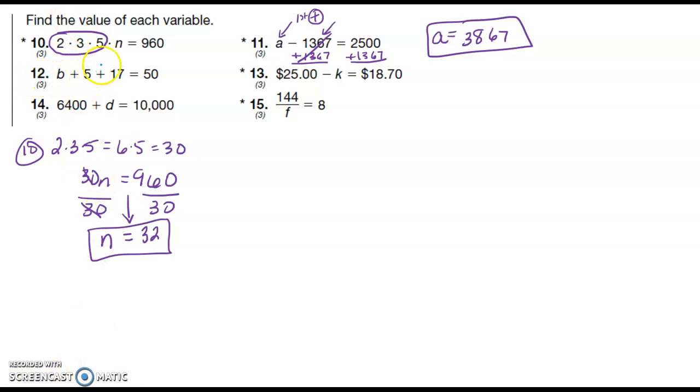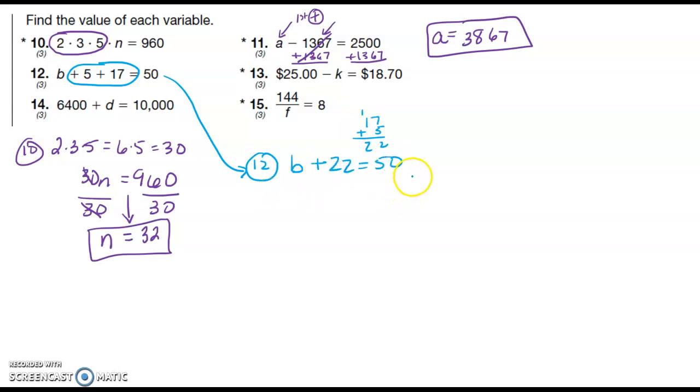All right, number 12, we're going to go ahead and add this first and see what we get. So let's do number 12 here. So b plus, let's see, 17 plus 5 is 22, I believe. Yep. So b plus 22 is equal to 50, and this becomes just a regular unknown addition problem.